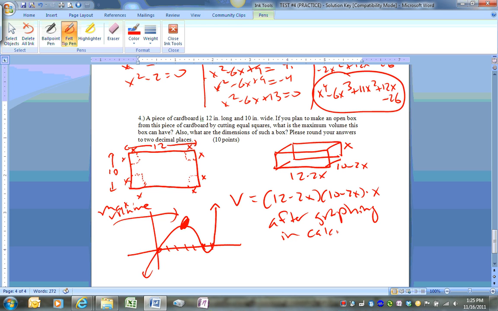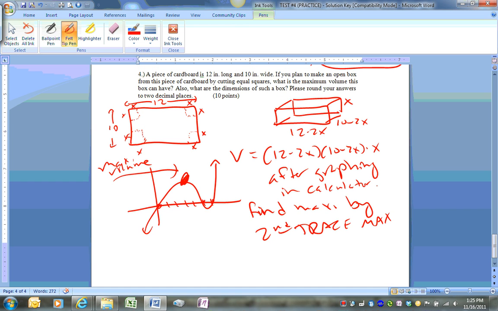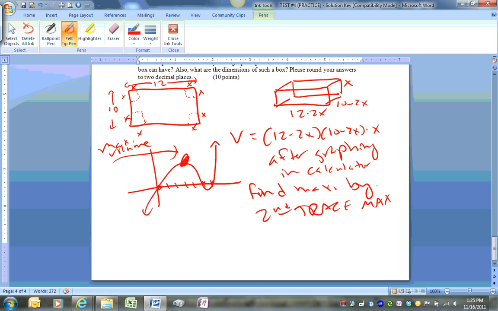graphing in the calculator, find the max by second trace, max. So we find that at that point we'll be at 1.81, 96.77. So the maximum volume is 96.77 cubic inches.